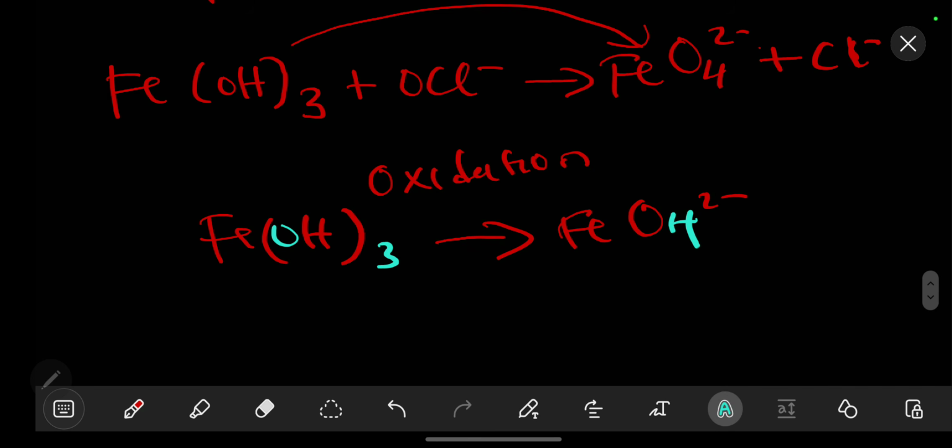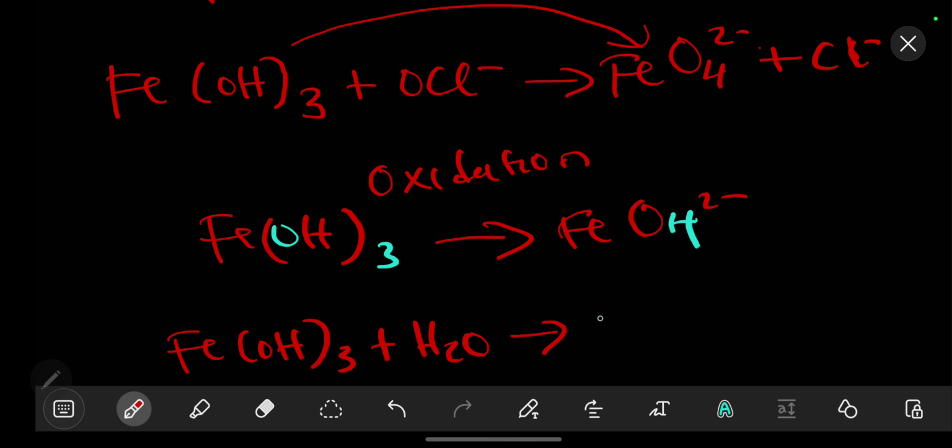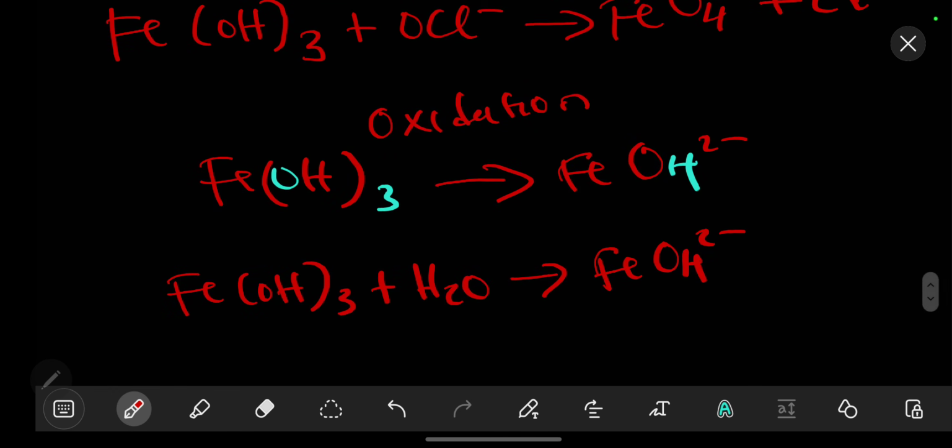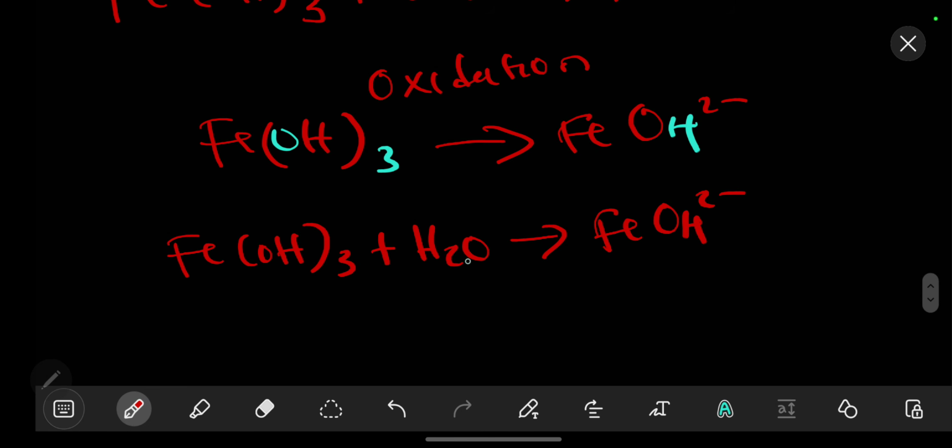Now what we are going to do is add water. Remember, wherever there is less oxygen, that's where you add your water. So we are going to have our Fe(OH)3, then add your water H2O so that oxygen can increase. So we have FeO4 2 negative like that. Therefore, count the number of oxygens.